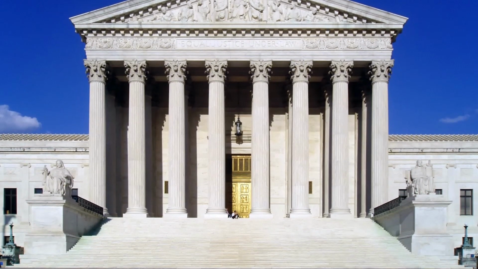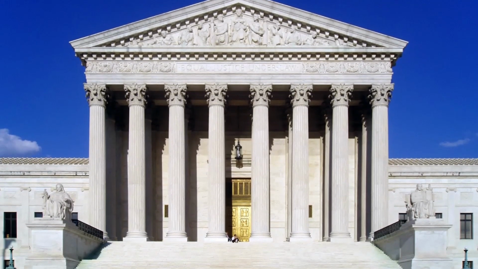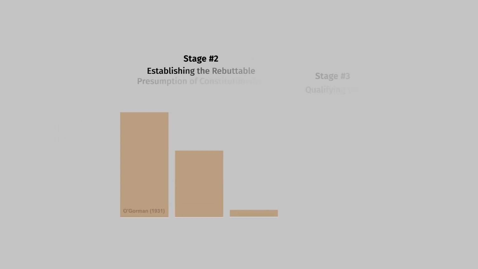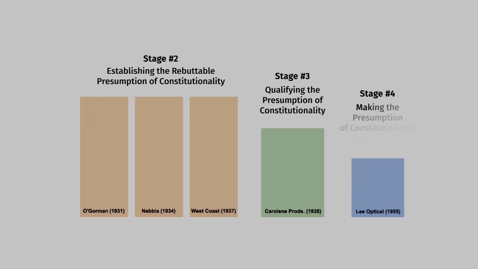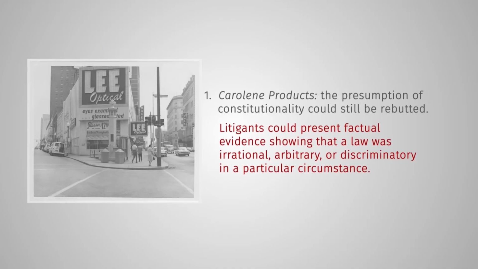Today, the court does not apply the specific footnote 4 exceptions directly to decide cases. Instead, modern due process and equal protection doctrines generally follow the theory behind footnote 4. 17 years after Carolene Products was decided, Williamson v. Lee Optical in 1955 foreclosed the first type of factual challenge to a law's rationality. Litigants could no longer rebut the presumption of constitutionality with evidence.